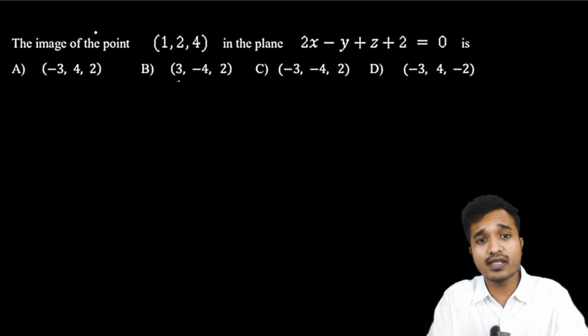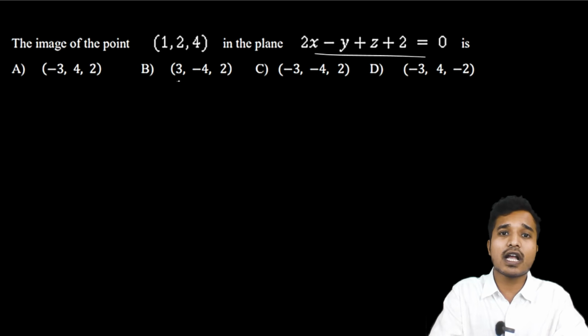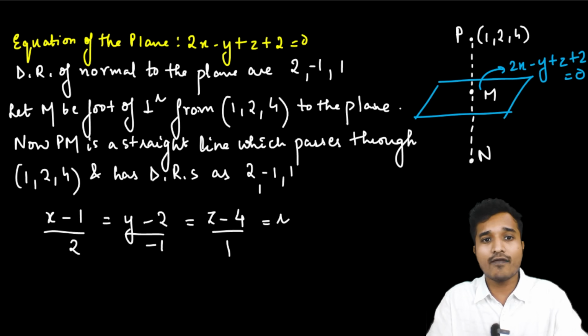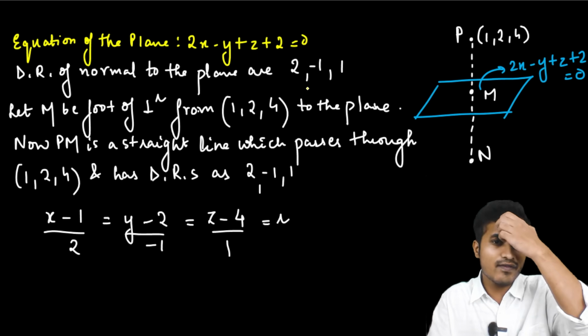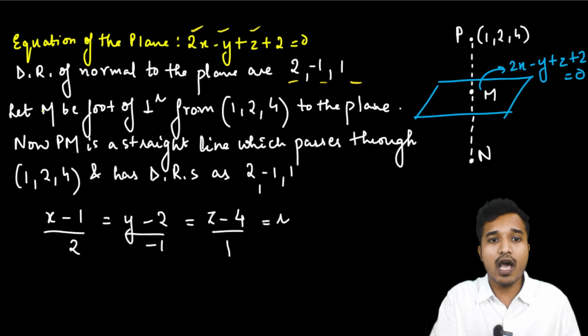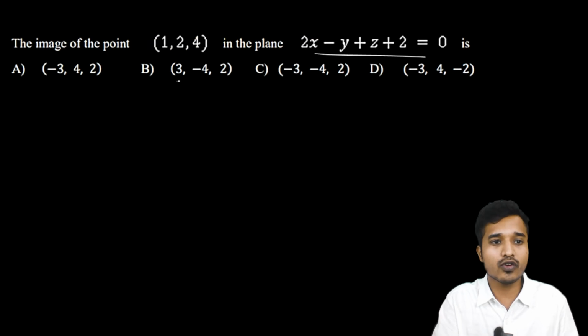Now the next question: the image of the point (1, 2, 4) in the given plane is, where the plane is 2x minus y plus z plus 2 equal to 0. Now what will be the conventional approach which was used by the students during the exam? Their approach was: the equation of the plane is given, so the direction ratios of the normal to the plane will be 2, minus 1 and 1, because those are basically the coefficients of x, y, z. Now let M be the foot of the perpendicular from (1, 2, 4) to the plane, because that is given in the question.